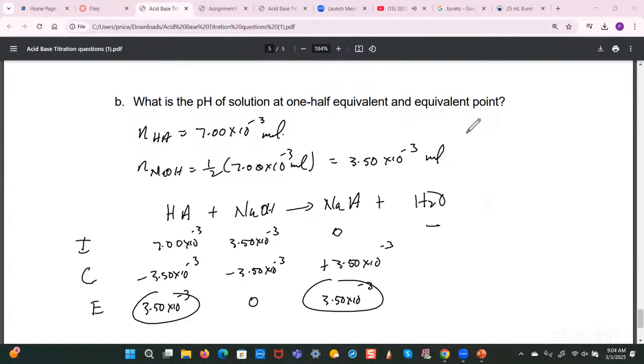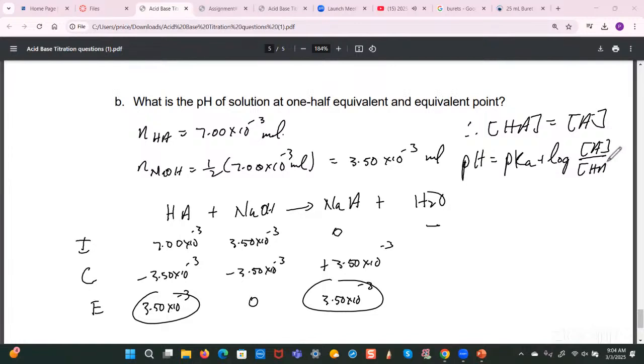We can conclude that the concentration of HA is equal to the concentration of A minus, right? We could actually do the calculation, but I don't think that's necessary because I'm quite sure you can see that. The concentration of the weak acid, HA, would be equal to the concentration of A minus. So if we go back to the Henderson-Hasselbalch equation, if HA is equal to A minus, that means that these two will cancel out.